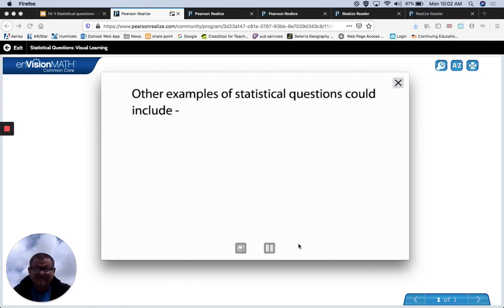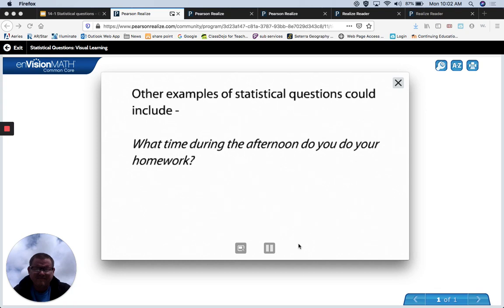Other examples of statistical questions could include, what time during the afternoon do you do your homework? How many hobbies do you have? And those are a couple more examples there for you.